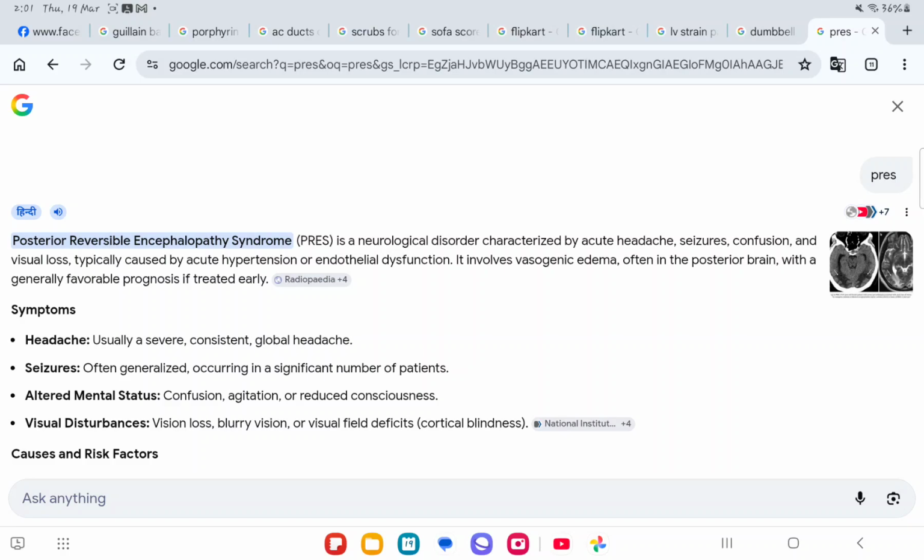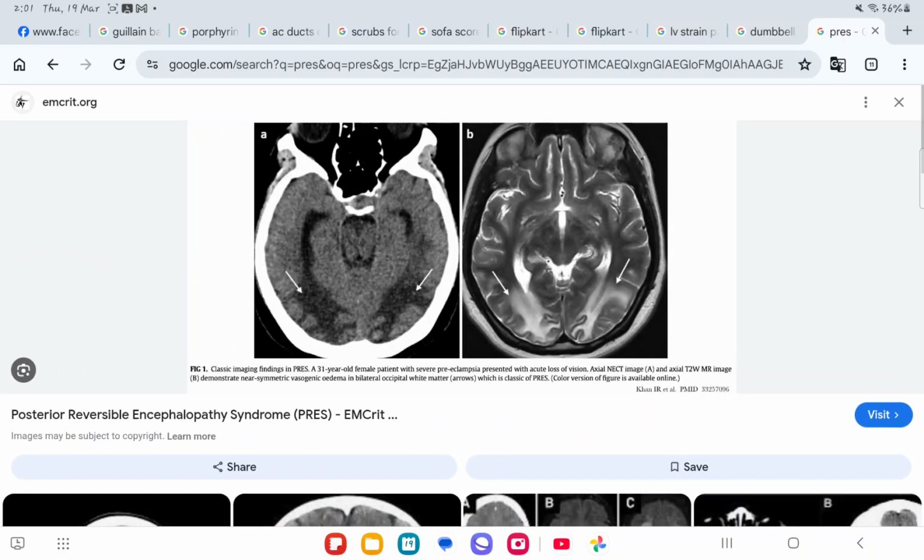PRES is basically hypertension and vasogenic edema in the posterior brain, causing headache, seizure, confusion, and vision loss because the posterior brain edema is there. As you can see on this MRI, we see more white in the posterior region, and on the CT it's more black on the posterior lesion. You see a side by side comparison of the CT and MR. The hypertension causes edema of the posterior aspect, causing visual disturbances, PCA-like vertigo, seizures, and headache.